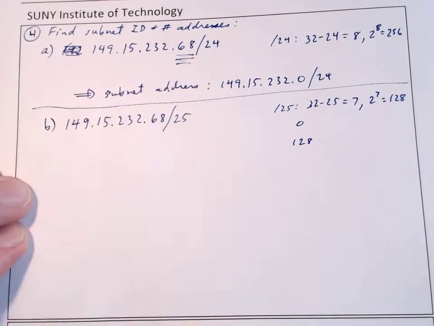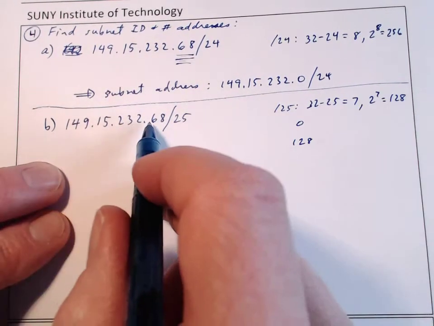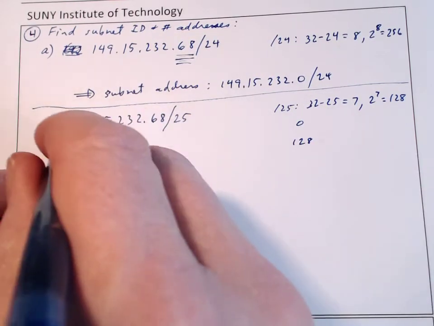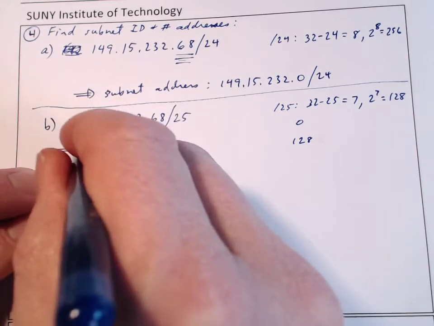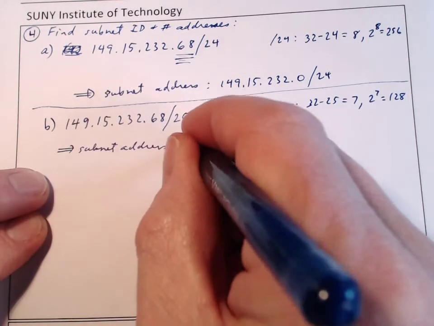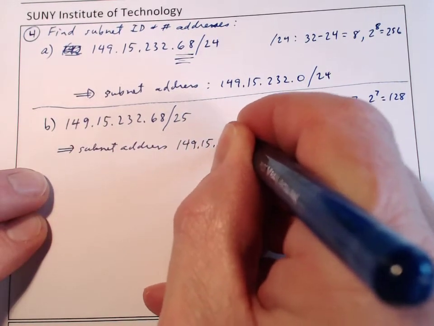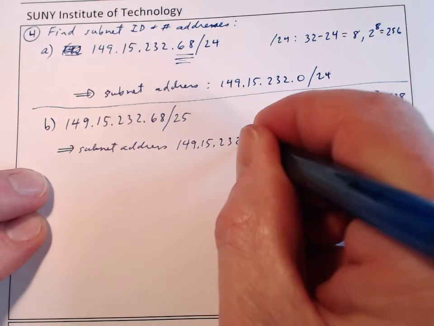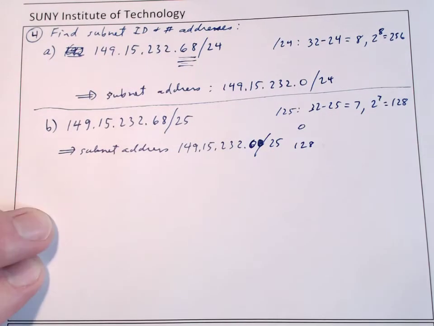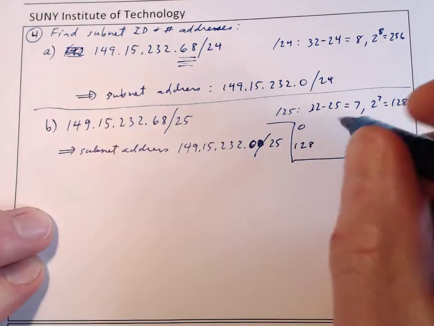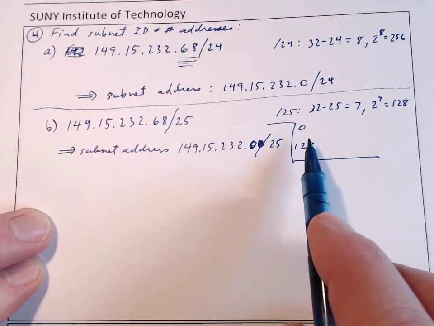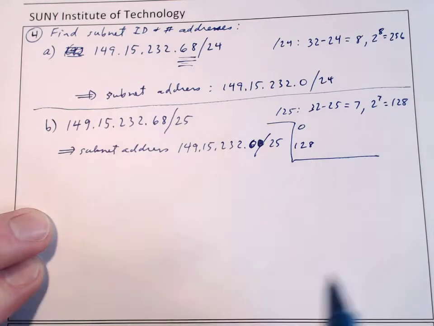And 68 is in between the 0 and the 128, so 68 is in that first one, and so the subnet address is 149.15.232.0/25. Okay, and that's because the 25 divides the class C, that is the last octet, into two pieces, and 68 is clearly within the first piece.